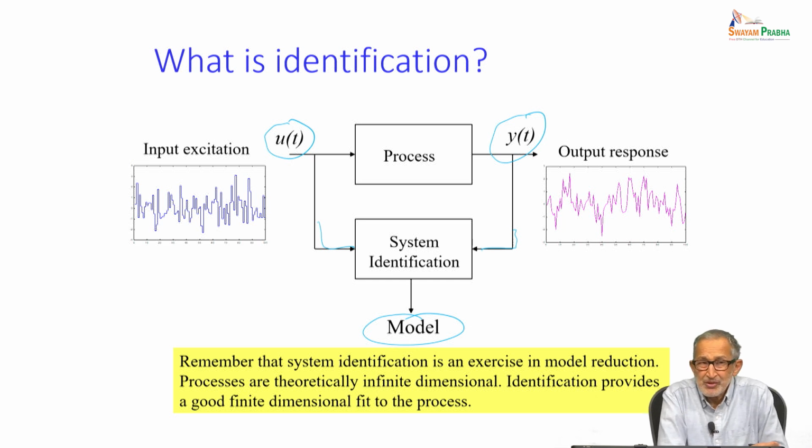Remember, the processes are generally quite high order, so system identification is an exercise in model reduction. Processes are theoretically very high dimensional. Identification provides a good reduced complexity model of the process.